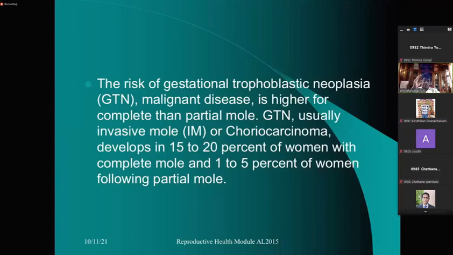Now, I said these ones can become malignant. The chance of this becoming malignant is more likely when you have a complete filling of the uterus with this trophoblastic tissue, than when you have a baby and proliferated tissue, which is a partial mole.